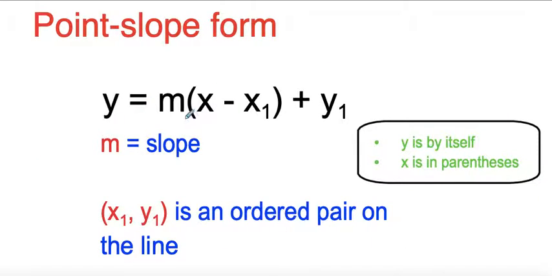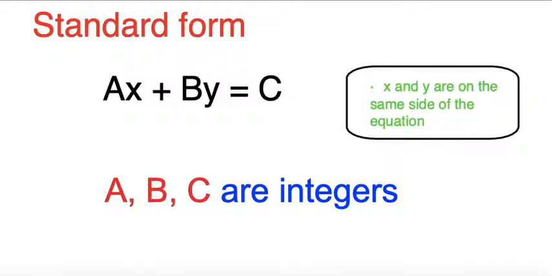Okay, then we have point-slope form. Again, m is our slope. And x sub 1 and y sub 1 is one of the points on the line. So that's an ordered pair on the line. In this version, y is going to be by itself, and x is in parentheses. So y by itself, x in parentheses.